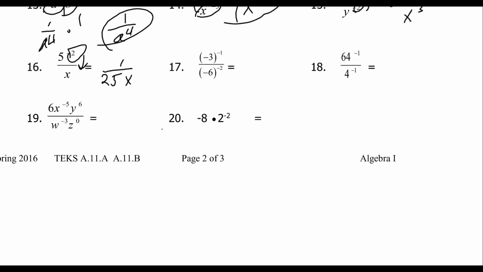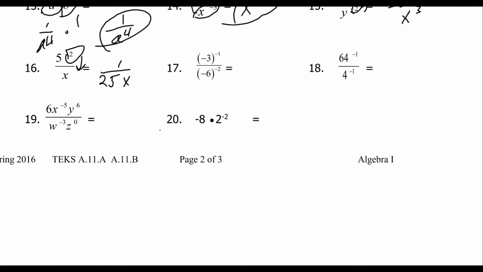Alright, now, let's see. Number 17. What's going to happen here is we're going to have negative 3 going down. And then negative 6 is going to come up. So that's negative 6 times negative 6. Okay? And that's going to be 36 over 3, which equals 12.